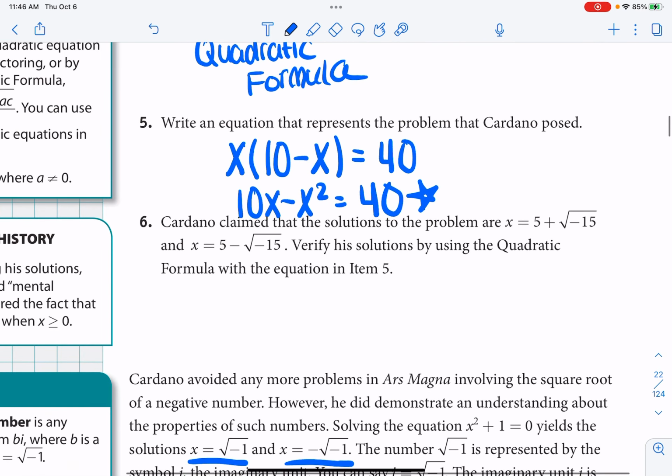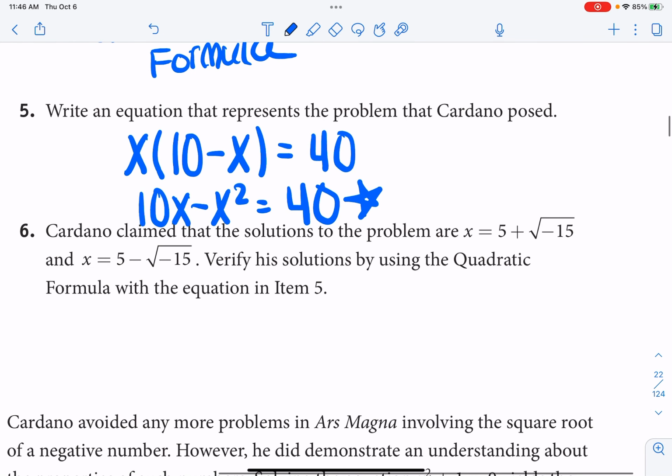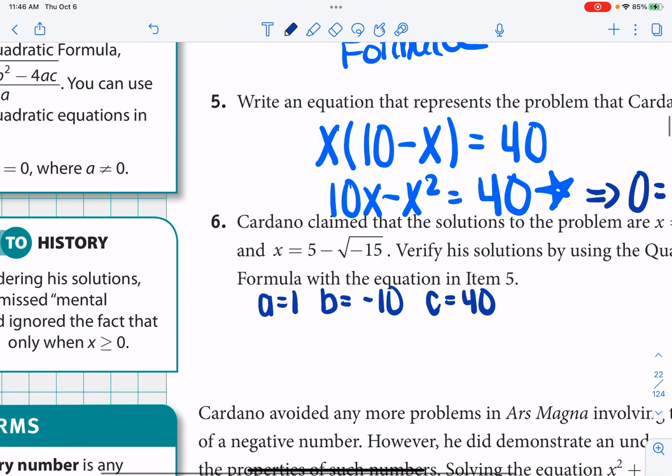We're going to use the quadratic formula, but I'm not going to go through the entire problem. I'm just going to show you how to set it up, okay? So first off, starting with the equation above, you want to get equal to 0. So I'm going to move everything from the left side over. So I get 0 equals x squared minus 10x and then plus 40, okay? So in the quadratic formula, a becomes 1, b becomes negative 10, and then c becomes positive 40, okay?